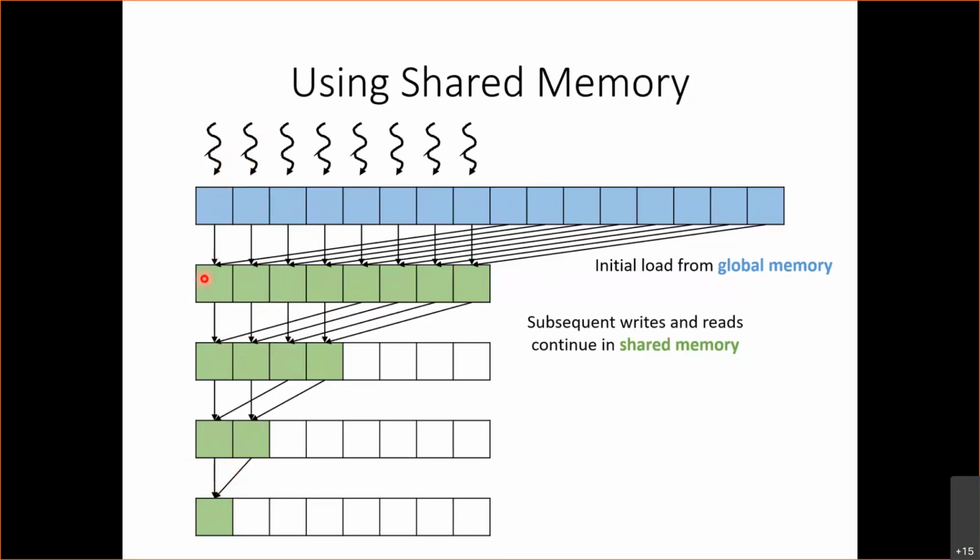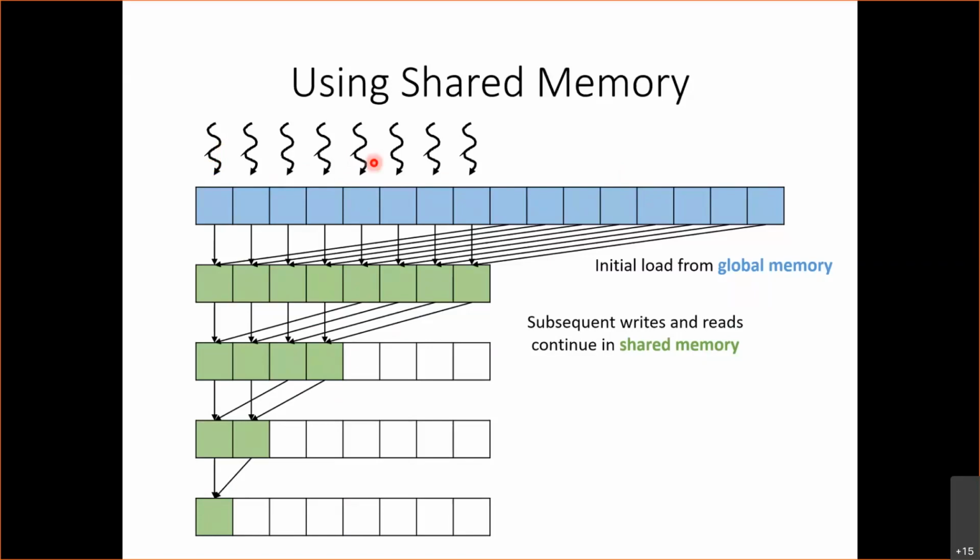this thread over here, actually, let me not do it this way. This thread over here is going to load this element, and it's going to load the element that's a stride away from it. It's going to add them, and it's going to put them here, right? But on the next iteration, which thread is going to load this element? Is it this thread? No, this thread's not active. The thread that's going to load this element on the next iteration is actually going to be this thread over here.